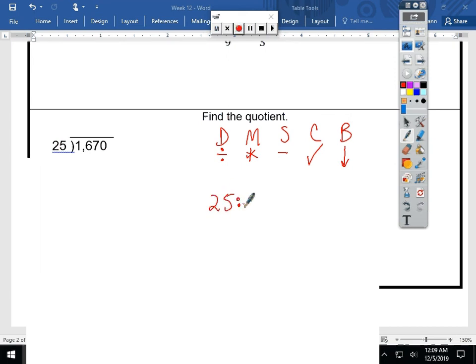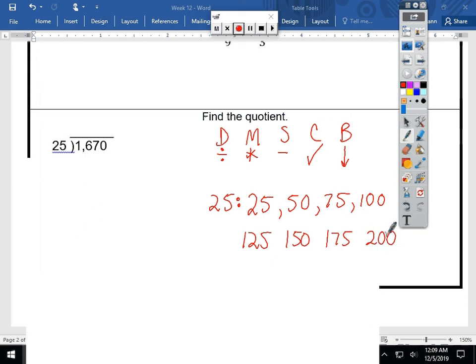So if you count by your 25s, you'll probably be in pretty good shape. So I think of 25, 50, 75, 100. Counting by 25s is like skip counting or counting my quarters. Next I have $1.25, then $1.50, and $1.75, and then $2 or 200 cents.